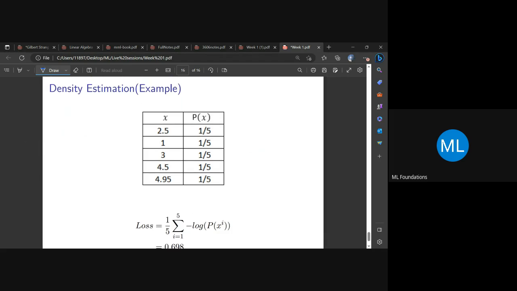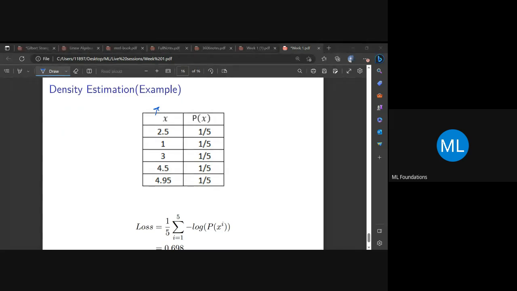So again, let's say you have a data set which is in one dimension, and it takes the values 2.5, 1, 3, 4.5, and 4.95. And let's say these are the probabilities associated with these data points.